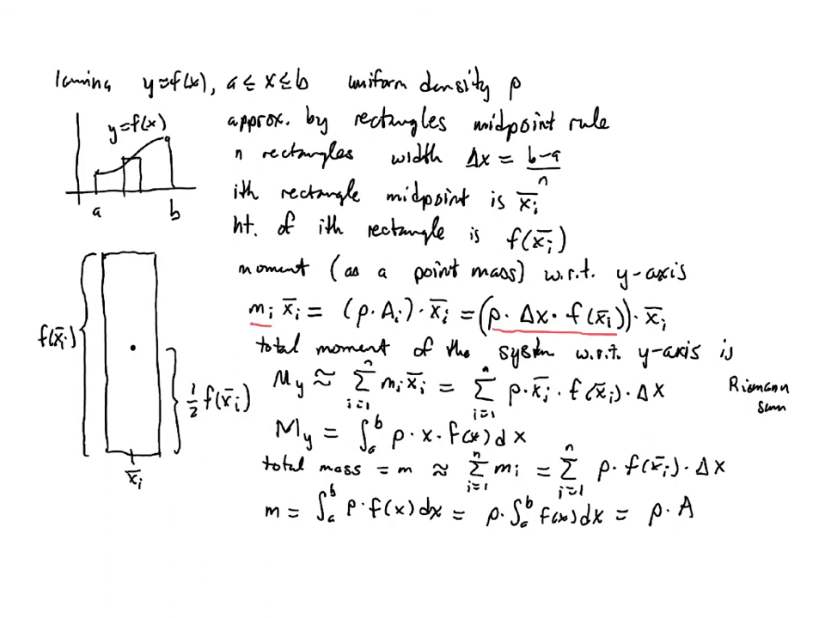Last derivation, and then we'll do an example. I want to explain why the moment with respect to the x-axis is what it is. So redrawing the rectangle that we had here, the x-coordinate of the center of mass of the rectangle was xi bar, and the y-coordinate of the center of mass of the rectangle was 1/2 f of xi bar.